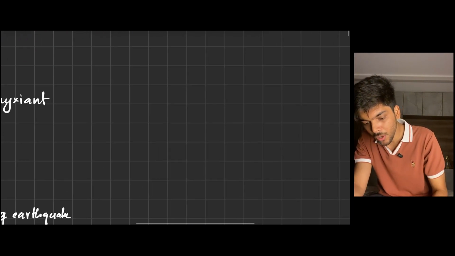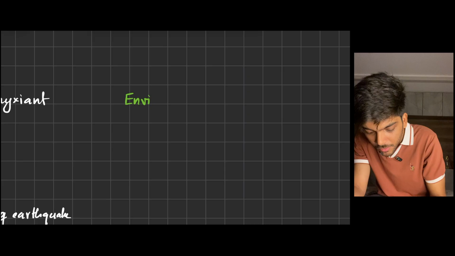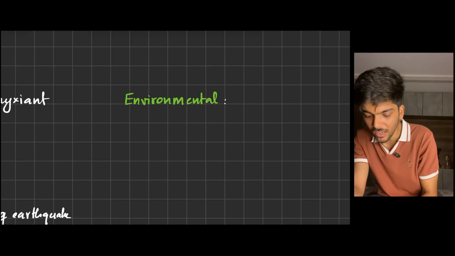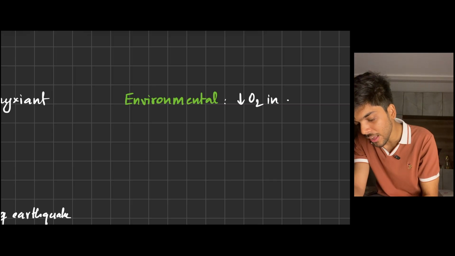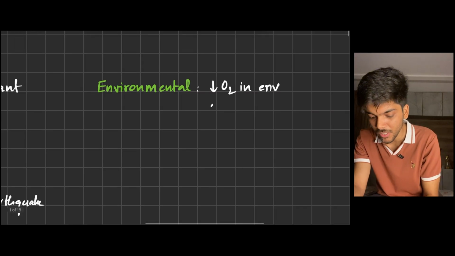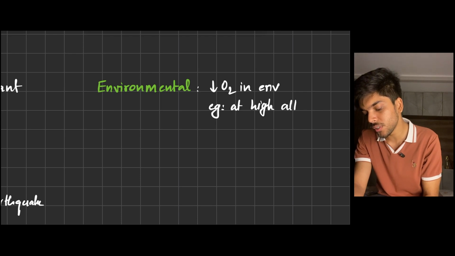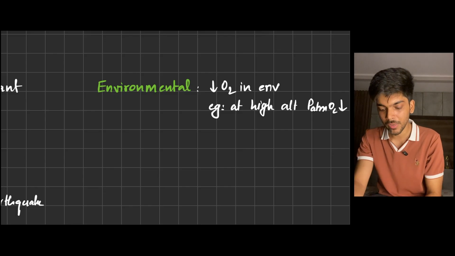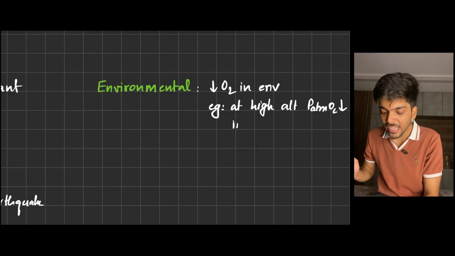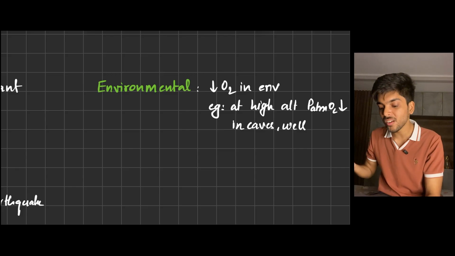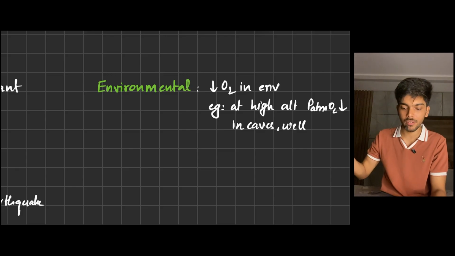Next is your environmental asphyxia. Environmental asphyxia is as a result of reduced oxygen in the environment itself, reduced availability of oxygen. For example, at high altitude, there is reduced atmospheric partial pressure of oxygen. Similarly, deep in caves or in wells, there is more carbon dioxide and less oxygen. So your body receives less oxygen and has more carbon dioxide.